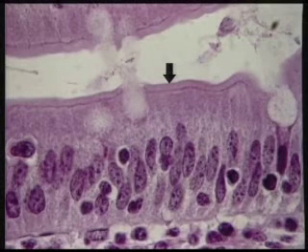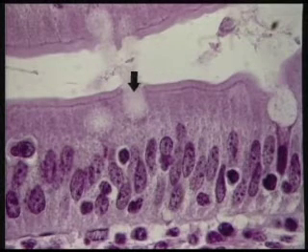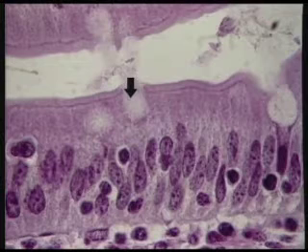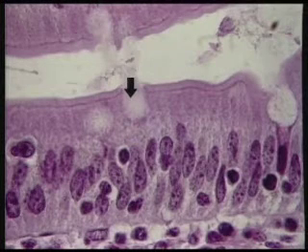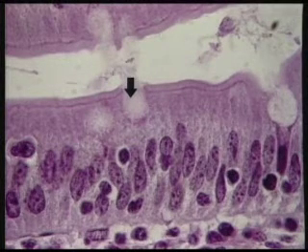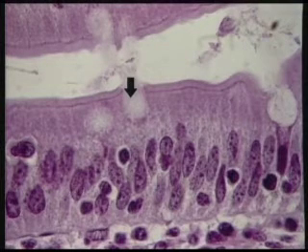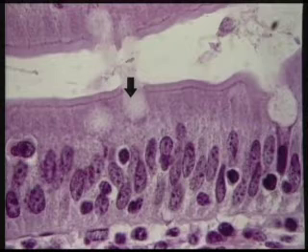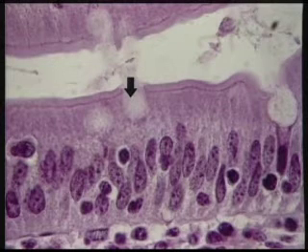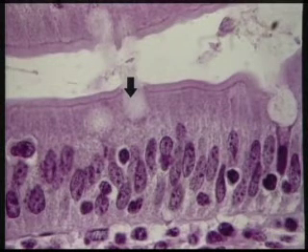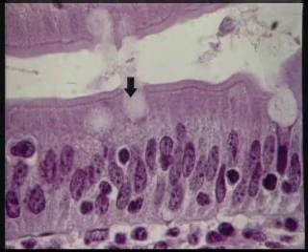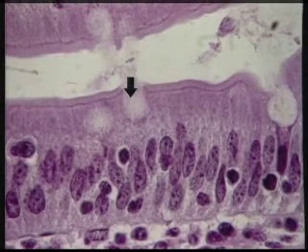Now, question number 2 on the same image. What kind of cell is the arrow sitting in right here? If you said a goblet cell, you're right. This is a mucus-secreting goblet cell, and in this case, it's located in the intestinal epithelium.